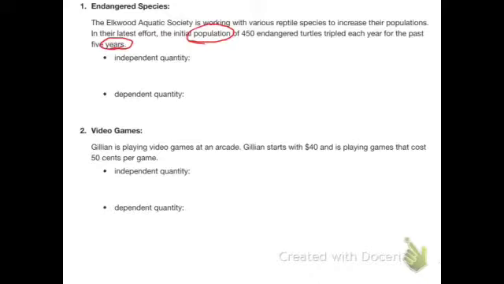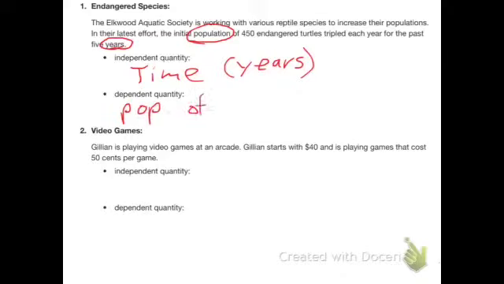Okay, and we kind of talked about this in class. The population of the turtles is changing, and time is changing. Well, time isn't going to depend on the population changing. Time's going to continue on regardless of whatever the population is. So that's going to be the independent variable. It's going to be time, and we're kind of measuring it. Depending on how things go, measured in years or months, but this one apparently, since they put it in years, we're going to put it as years. The dependent quantity would be the population of the turtles. Okay.